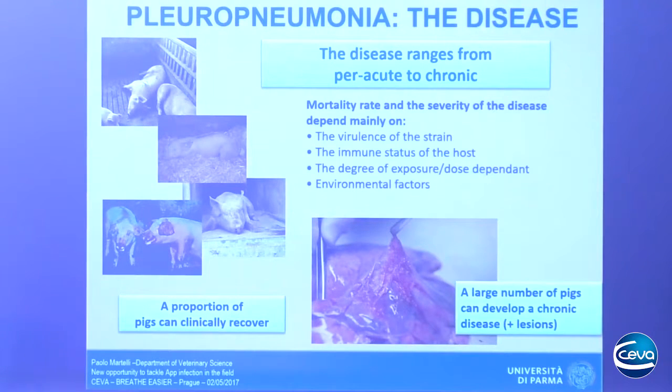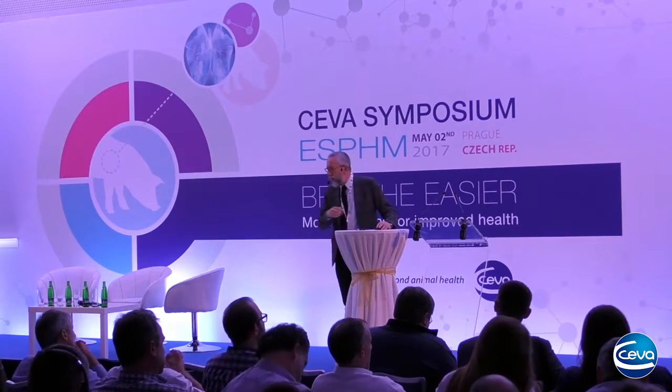So the evolution of the disease, a proportion of pigs can clinically recover, and I want to remind you that we are speaking about pleuropneumonia, we are speaking about pneumonia, but also pleurisy, and this is the reason why a large number of pigs can develop a chronic disease, chronic pneumonia, and we have more severe lesions, okay, and the recovery of the chronic pleurisy takes a long time, 3-4 months, okay, but we will go back in the next slides.